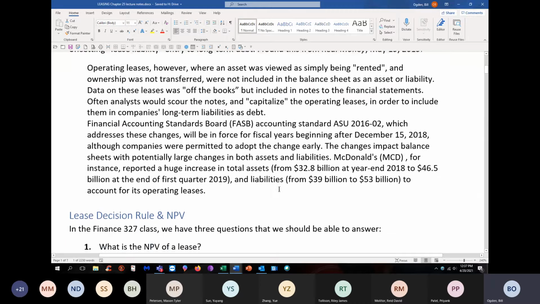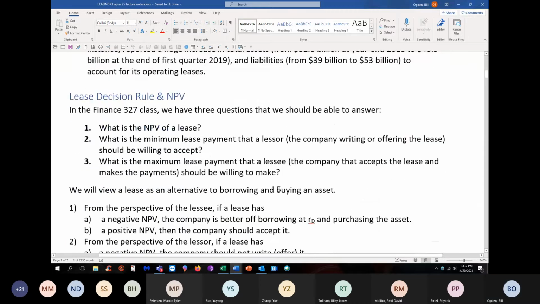What we will be doing is we should be able to answer three questions. What is the NPV of a lease? What is the minimum payment that a lessor, and that's the company writing or offering the lease, will be willing to accept? And what is the maximum payment that a lessee, the company that accepts the lease and makes the payments, should be willing to make?